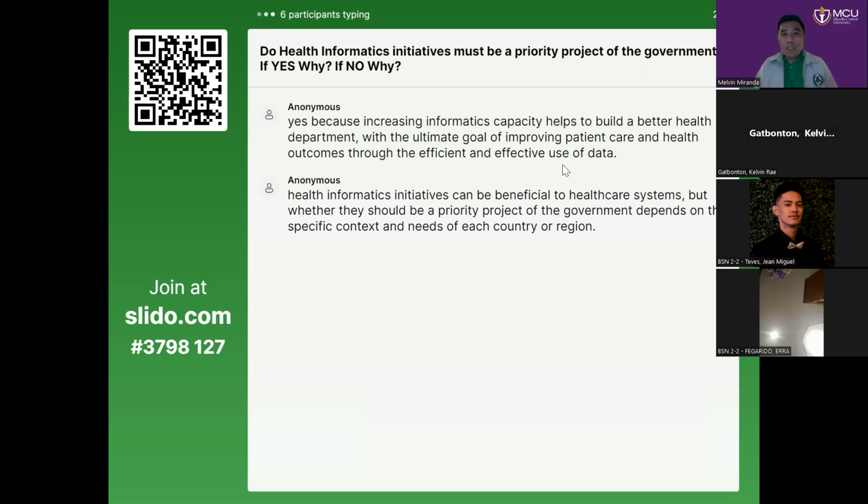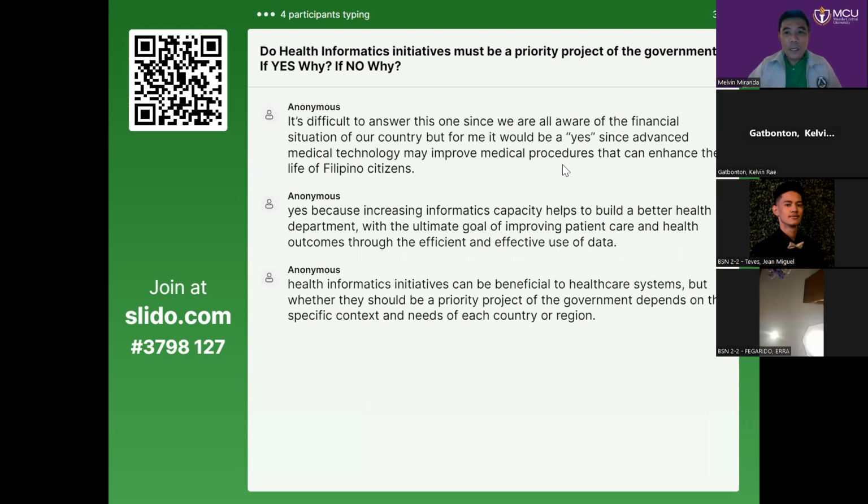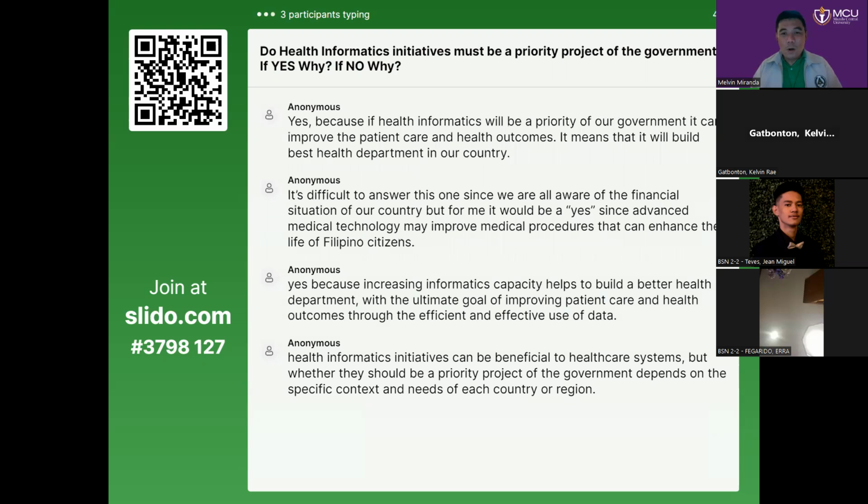Yes, because increasing informatics capacity helps to build the health department with the ultimate goal of improving patient care and health outcomes through the efficient and effective use of data. I agree with you. Your strong response here relates to the efficient and effective use of data.